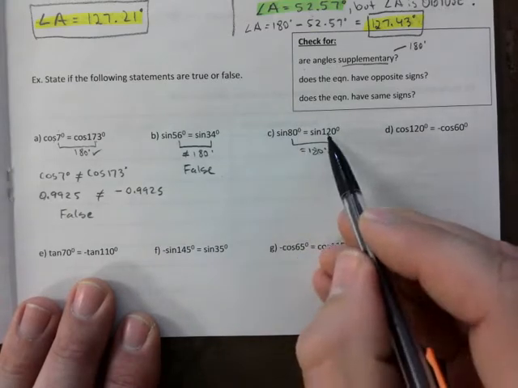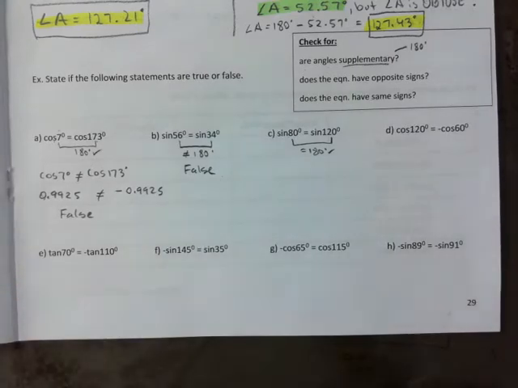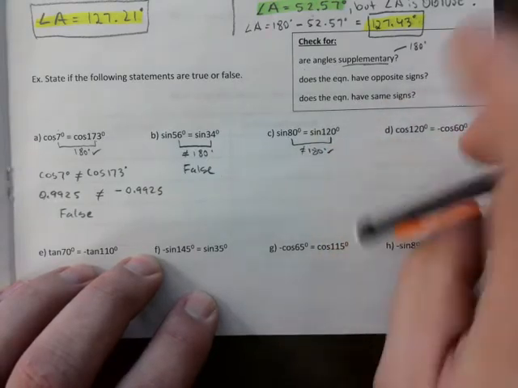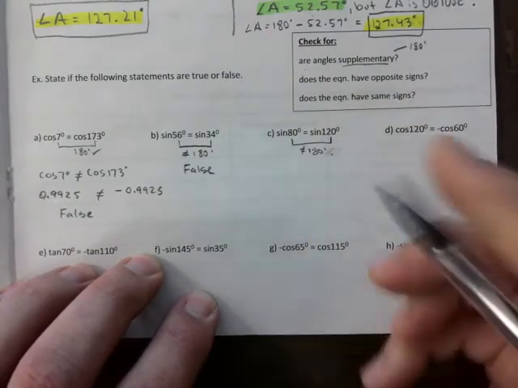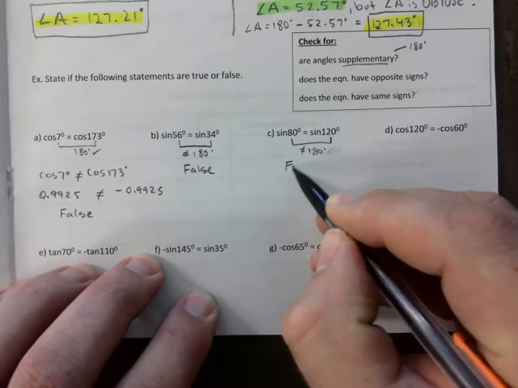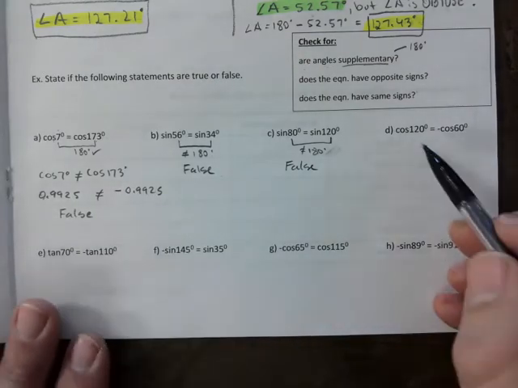Is sine of 80 the same as 120? Oh, sorry. You got me. That's like 200, so that's not equal to 180. Okay, this is false. We're done. Yeah, don't even bother continuing. If it doesn't add up to 180, everything falls apart.